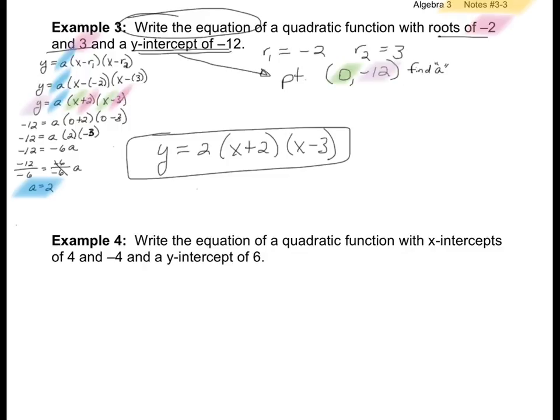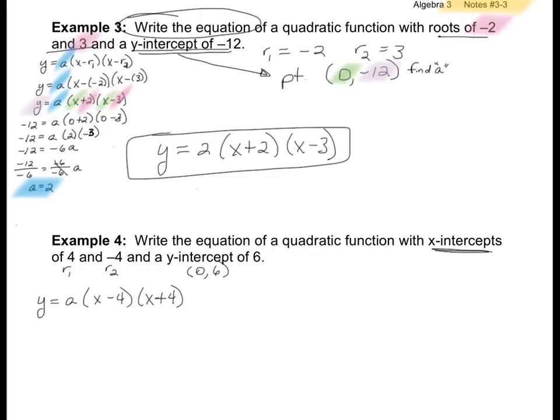Okay, so that's how we're going to do this one. That's if you're given the roots, which is the homework that I was asked about. Okay, let's look at this one. Instead of roots, see the word in the first example 3 was roots. Now we have x-intercepts, but that means the same thing. So we have a root 1, and we have a root 2, and we have a y-intercept, which is a point 0, 6. Okay? So again, first we put our roots in. Y is equal to a times x minus 4, that's your root 1, times x plus 4, that's your root 2, because that's minus a negative 4.